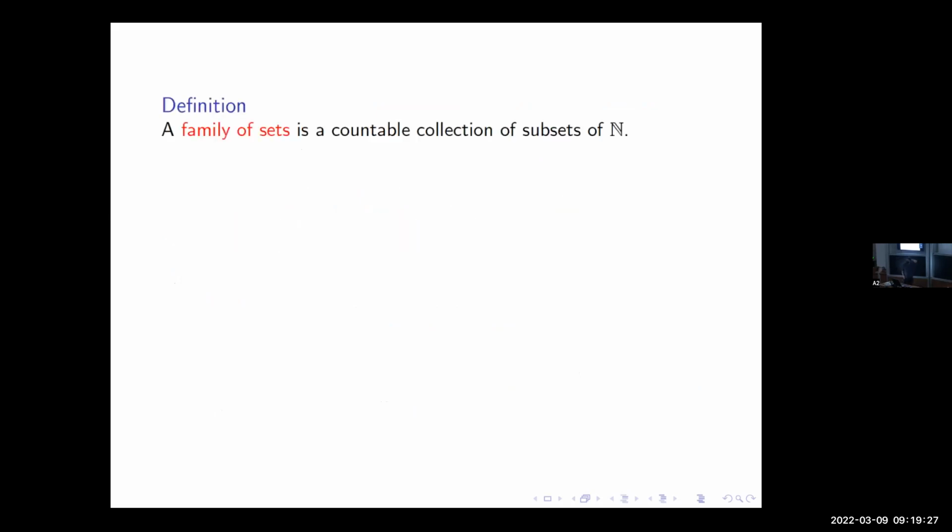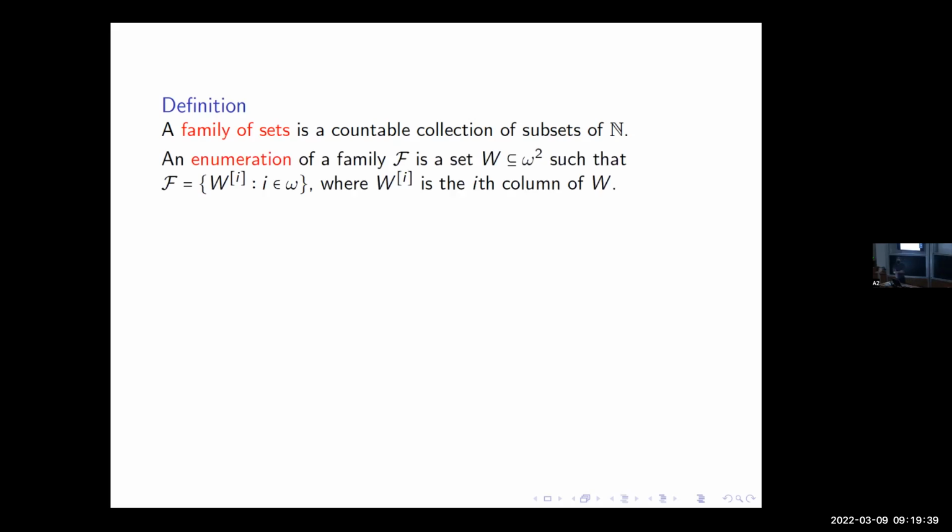So what's a family of sets? It's a countable collection of subsets of natural numbers. Right, so you're basically taking the sets from the previous section, and you're taking collections of them. But we want to think about them as unordered collections. So how do you present a family of sets? Basically, you give a listing of all the members, but the listing can be in whatever order you want.